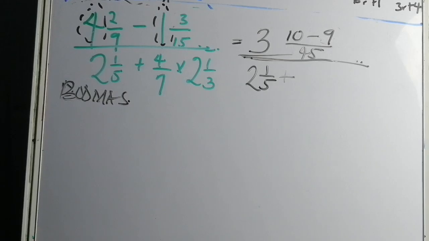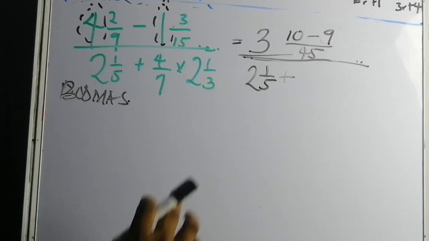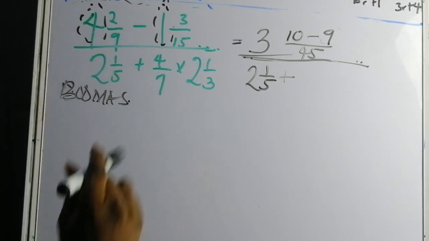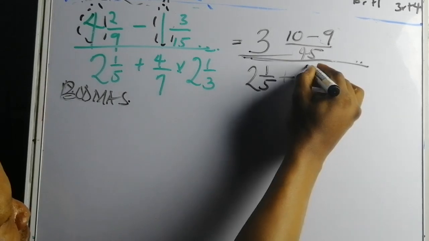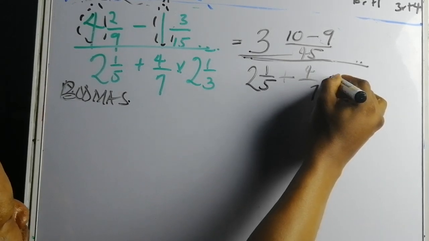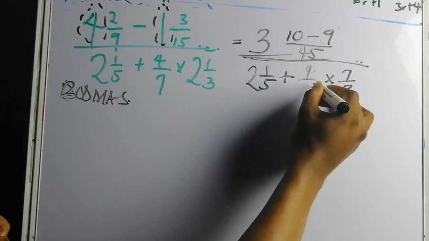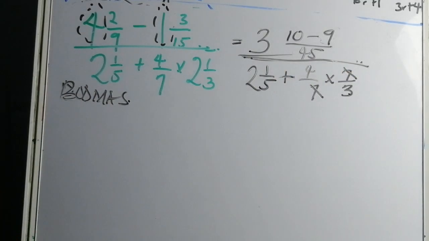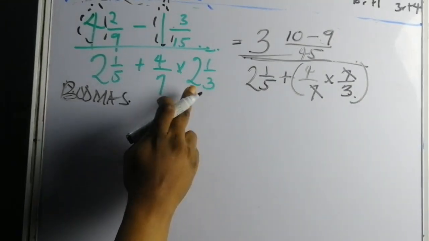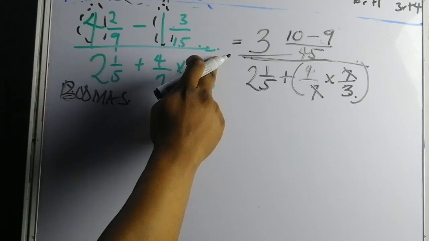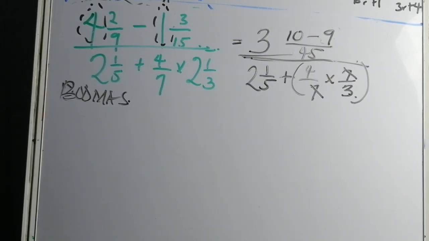So what do we do here? Change this. 3 times 2, 6. 6 plus 1, that's 7 over 3. That's 4 over 7 times 7 over 3. 7 will cancel 7. Don't forget, you need to take care of the multiplication first. 3 times 2, 6, plus 1, 7 over 3.